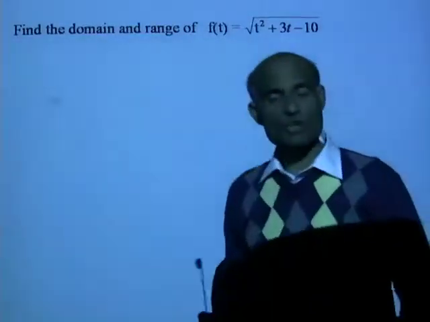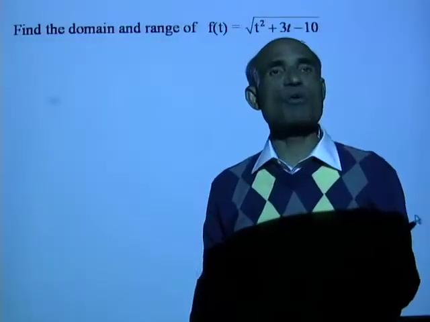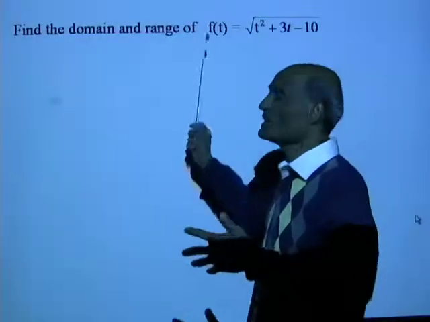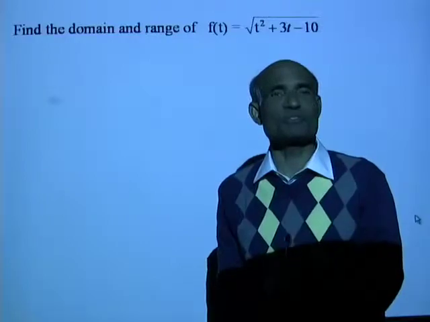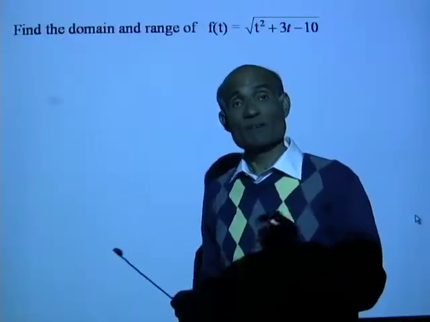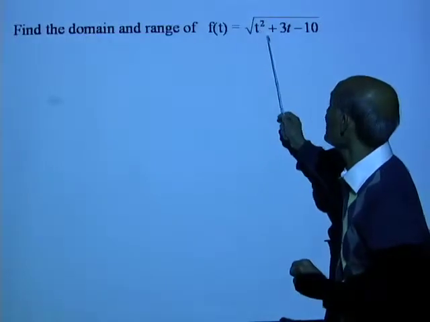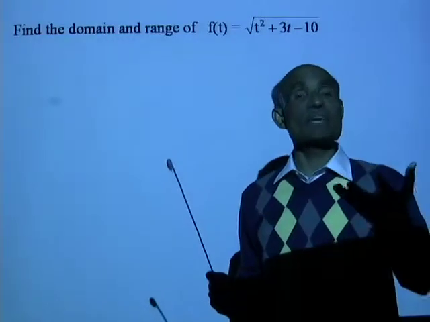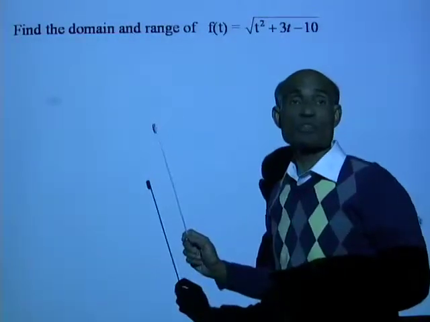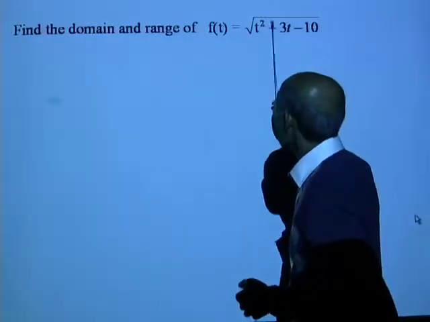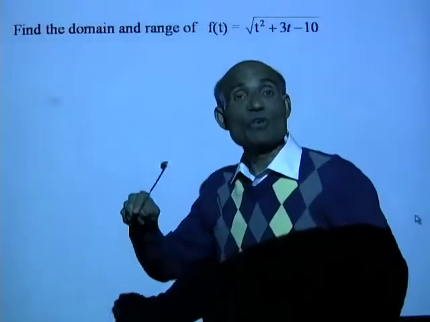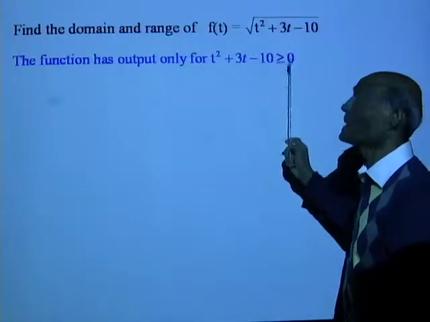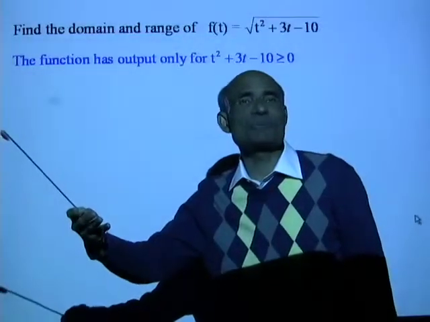Okay, let's look at another function. F of t equal to square root of t squared plus 3t minus 10. How do you find the domain and range of such a function? Well, first of all, you know that a quantity inside the square root sign cannot be less than 0. It cannot be negative. So to find the domain of this function, we would take the quantity inside the square root and set it greater than or equal to 0. T squared plus 3t minus 10 must be greater than or equal to 0.